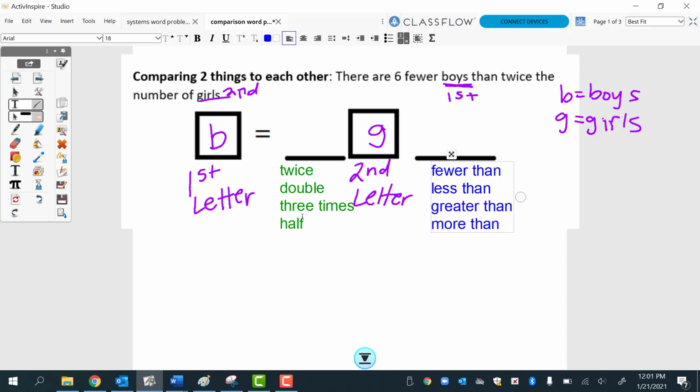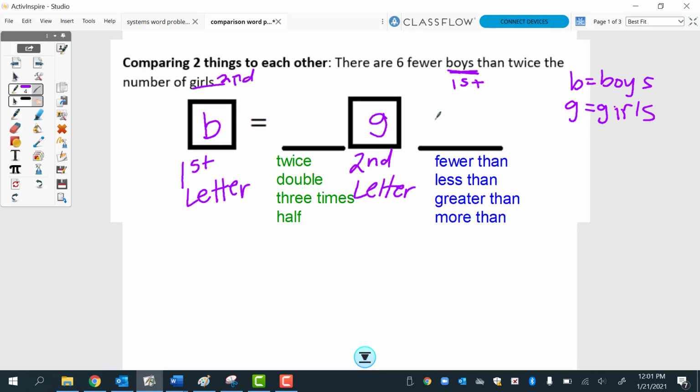Now, with our words that are behind the letter, we're going to have to put whether that means plus or minus. So we're going to label our fewer than and our less than. Both of those mean we would be putting minus the number, and greater than or more than means that we would be adding the number.